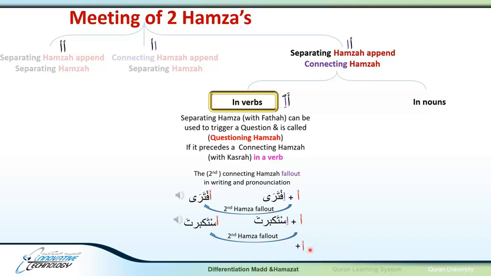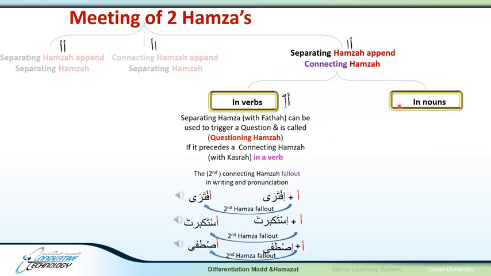One more example, a istafa, we pronounce it astafa. Let's listen to al-Husari. Meaning, did he choose? And again, astafa, the second hamza falls out.